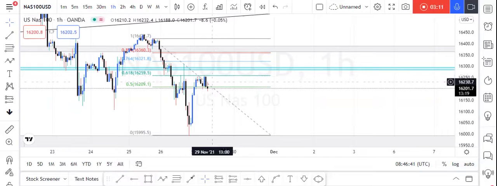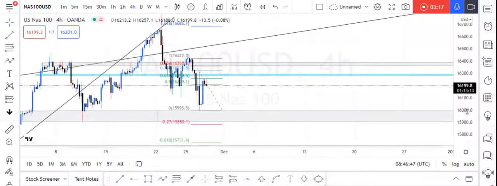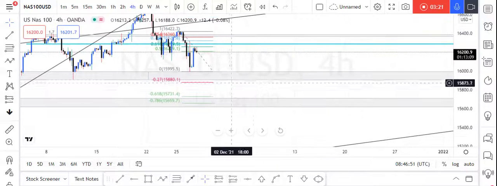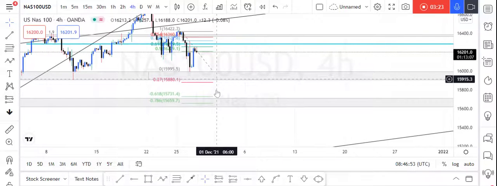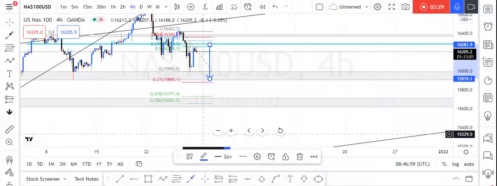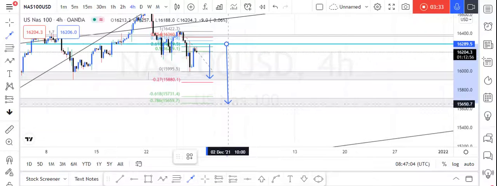In between the 61.8 and the 50%, we get an engulfing candle. That means we have momentum. So I would say it's pretty safe to say that we can sell NAS anticipating a drop to this level as TP number 1 and then this level as TP number 2. So that's why I had these arrows pointed out or drawn out.